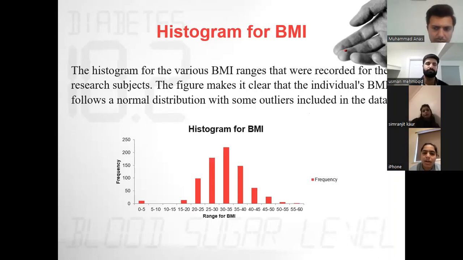Histogram for BMI. A person who does not have diabetes will be referred to as 0 throughout the discussion, whereas a diabetic will be referred to as 1. The results indicated that the overwhelming majority of persons who took part in the research did not have diabetes. That's all from my side. Now I pass it on to my friend.